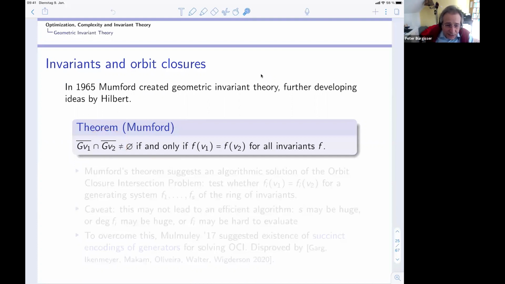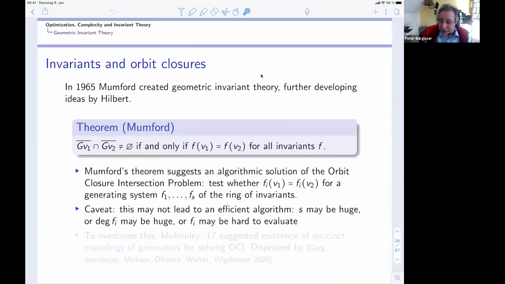Okay, now this theorem immediately suggests an algorithmic solution. I mean, Hilbert said there is a finite system of invariants, so one could think of just taking a generating system of invariants. It's there, it's finite, and just test this, okay? So in a way, it shows it's decidable, but maybe not much more.